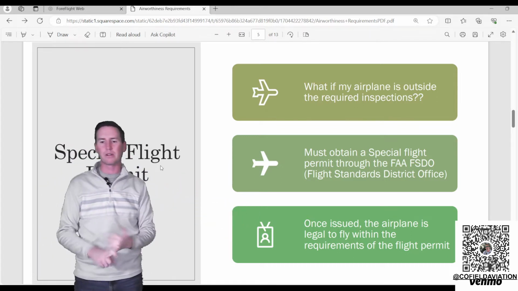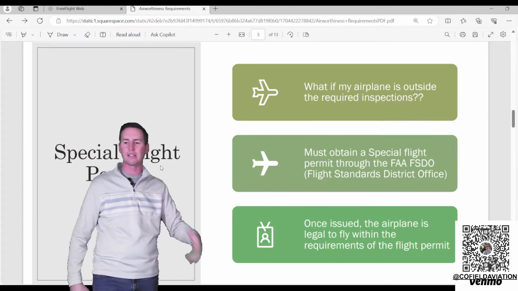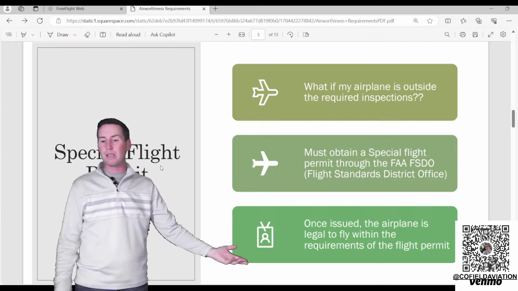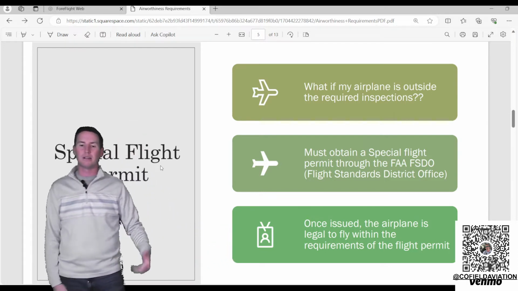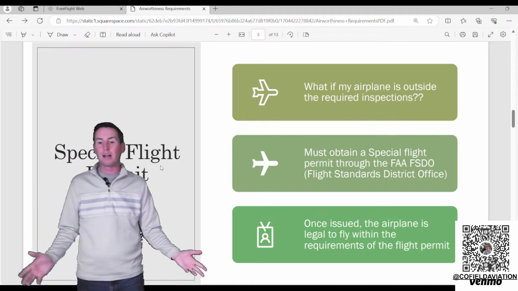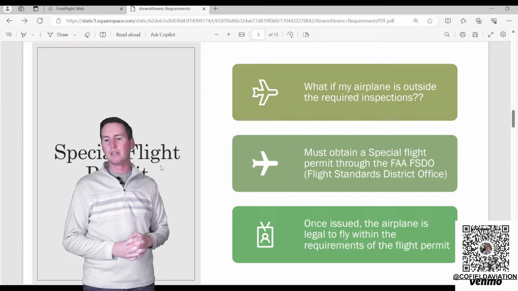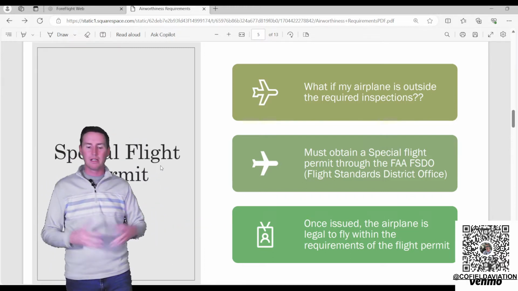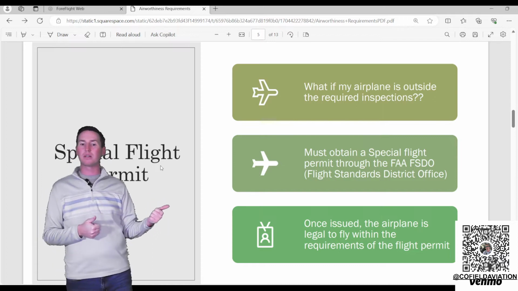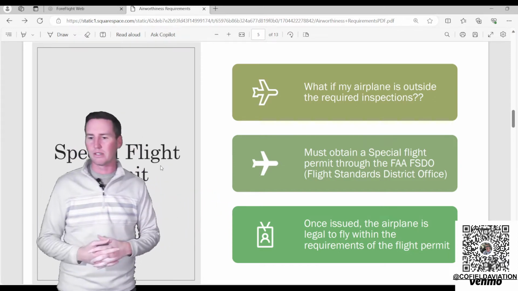It might be, hey, you can only fly during the day, no passengers, don't fly over populated areas, and so on. There may be a requirement that a mechanic sign off on something, but maybe not. It's whatever the FAA inspector issues for that special flight permit. And then with that permit in hand, the airplane's airworthy for that one flight. You fly it down, get the annual inspection, and everything's good.